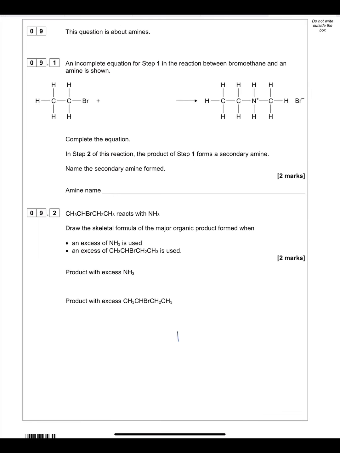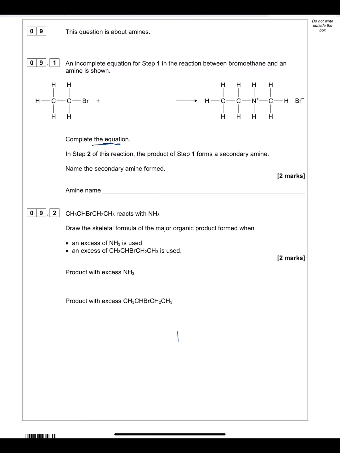Let's answer this question from paper 2, AQA A Level Chemistry. This question is about amines. The first question: there is an incomplete equation for step 1 in the reaction between bromoethane and an amine, which is shown below here. So they want you to complete the equation. Let's look at this equation first.